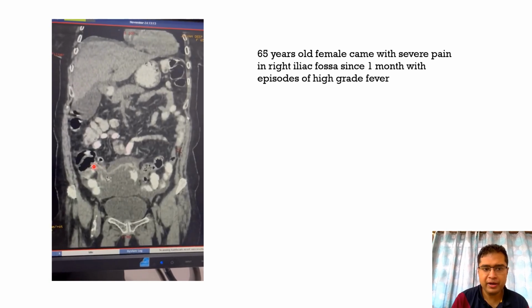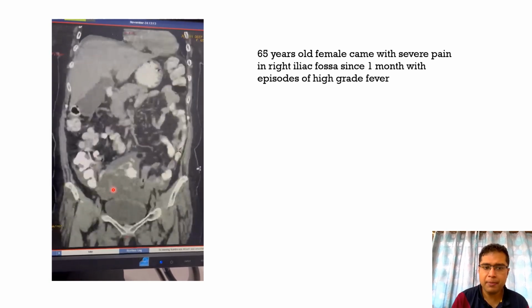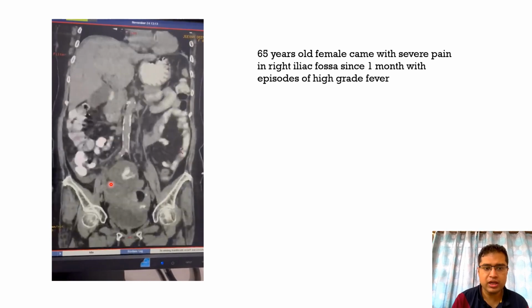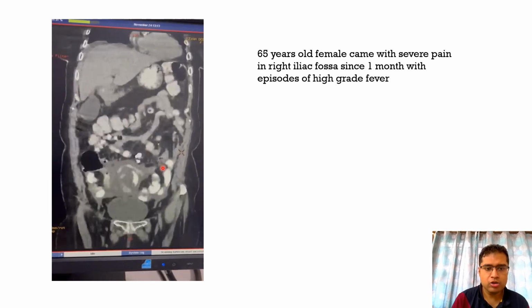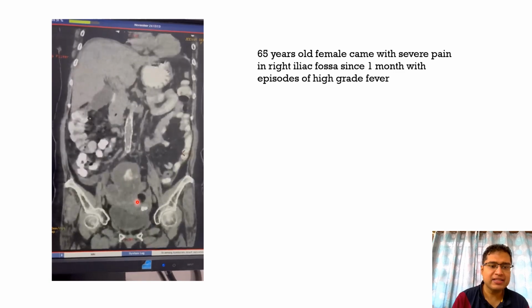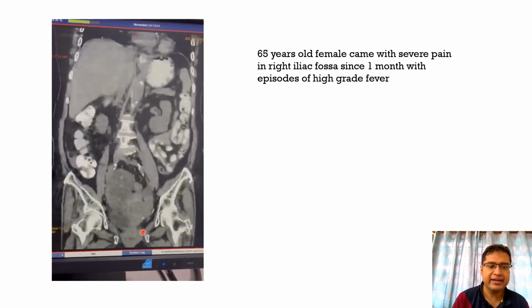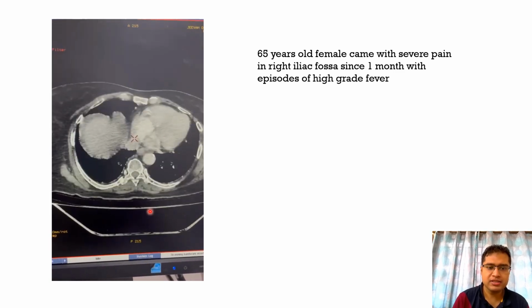The proximal part of the appendix is seen with thickened wall. The distal part of the appendix is not seen, and it is merging with the collection. There is also a cystic lesion in the left adnexa with some fat density and calcifications, suggesting a dermoid cyst.